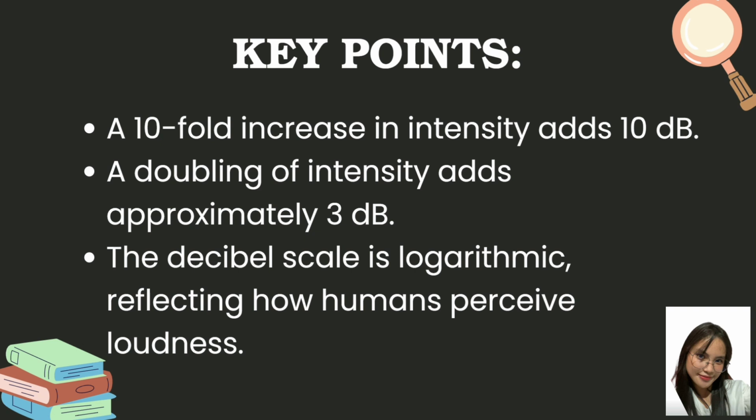Finally, to conclude this presentation, let's remember the key ideas of the decibel scale. A tenfold increase in intensity adds 10 decibels. For example, going from 10 to the power of negative 6 watts per meter squared to 10 to the power of negative 5 watts per meter squared adds 10 decibels. Meanwhile, if we just double the intensity, we add about 3 decibels. This shows how the decibel scale is logarithmic, not linear.